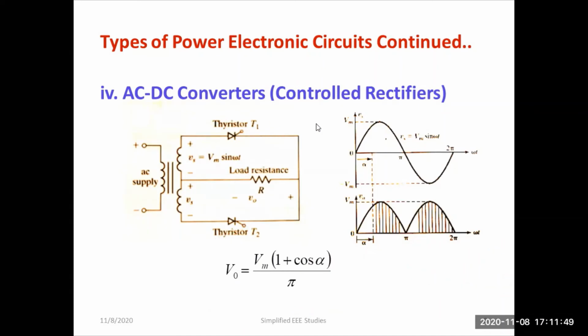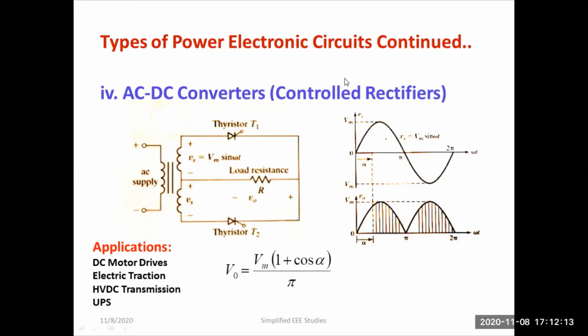What are the applications of the AC-DC converter or controlled rectifier? It is mainly used in DC motor drives, electric traction, and high voltage DC transmission systems. At the sending end side, we use a rectifier, and at the receiving end side, we will be using an inverter.